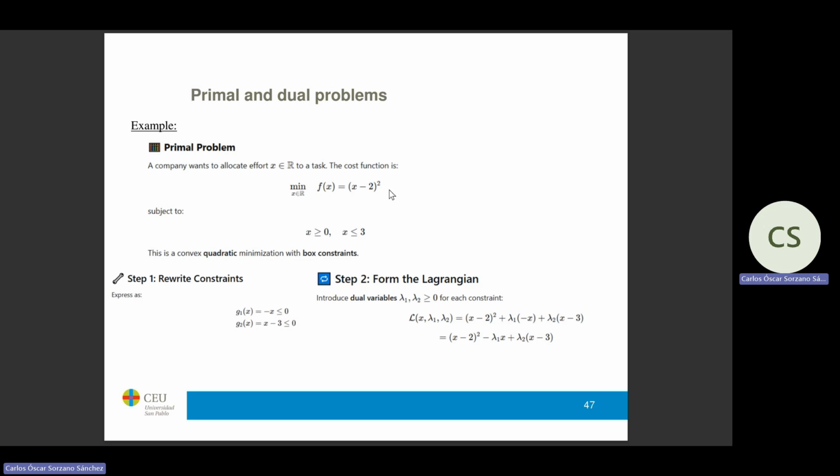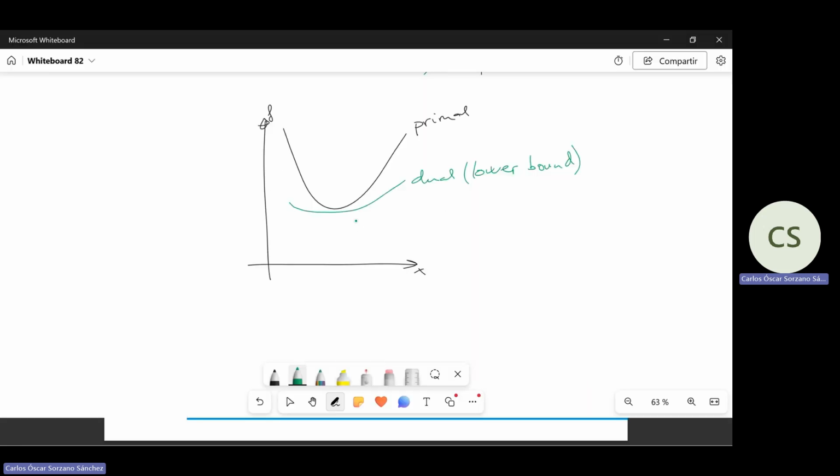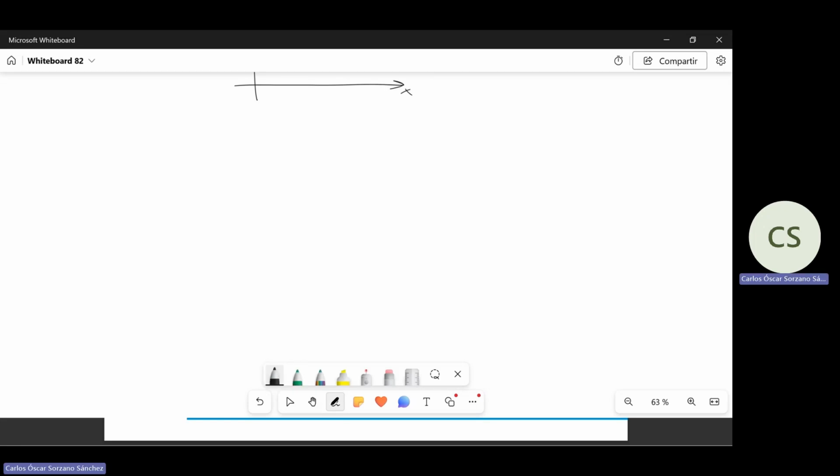So let's start with this primal problem. We want to minimize the distance to the number 2, subject to the constraint that it has to be between 0 and 3. So actually, this is a very simple problem. What we have is x, then we have 2, 3, 0, and we have a parabola here. And we want to find the minimizer. Yeah, the minimizer is obviously 2. But let's see if we can find it with this technique.